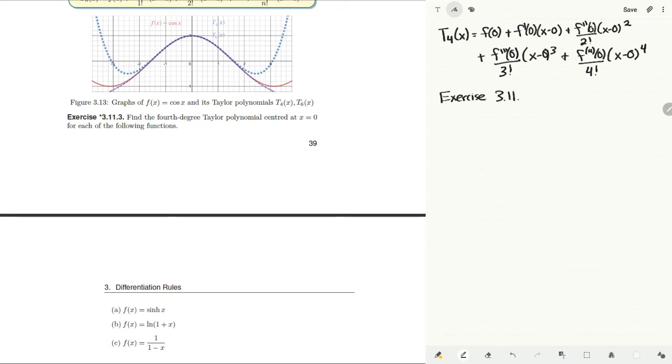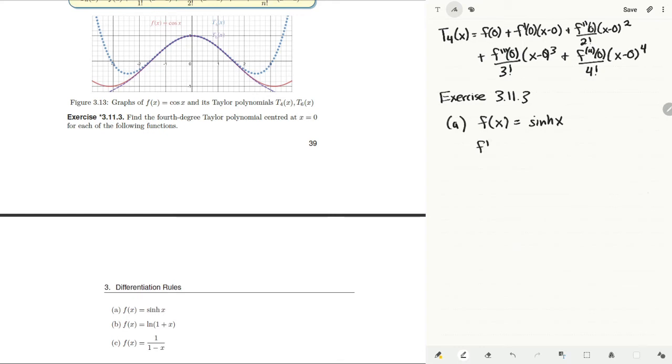So now let's find the 4th degree Taylor polynomials for hyperbolic sine. In order to find the 4th degree Taylor polynomials, we need to find f of 0, f prime of 0, f double prime of 0, f triple prime of 0, and the 4th derivative evaluated at 0. So we need the 4th derivative of the hyperbolic sine function.